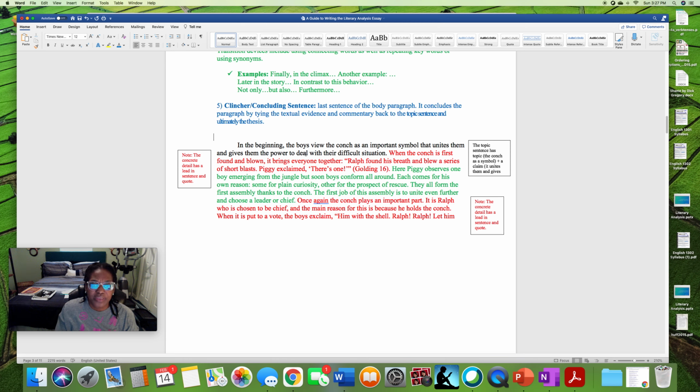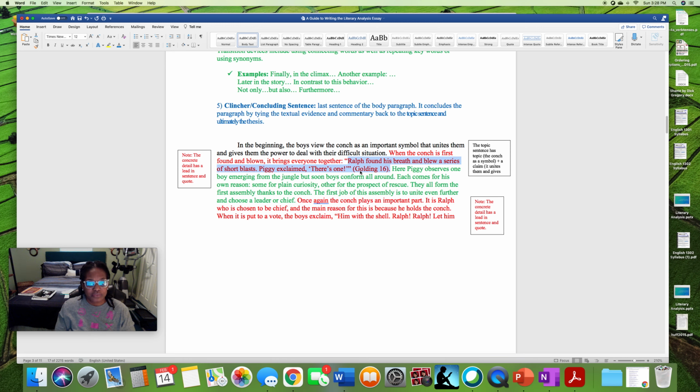Once you have that topic and that claim, you're going to then introduce the concrete details. What evidence do you have that shows that this conch is an important symbol that unites and gives these boys power? Here, you're going to have a lead-in sentence. When the conch is first found and blown, it brings everyone together. This basically tells me how it unites them. And then you're going to put a quote here, and you're going to make sure you cite that quote.